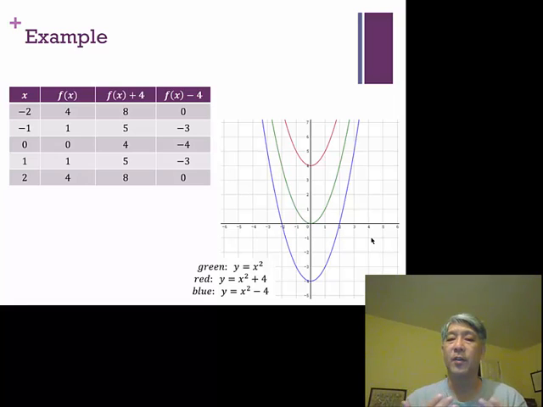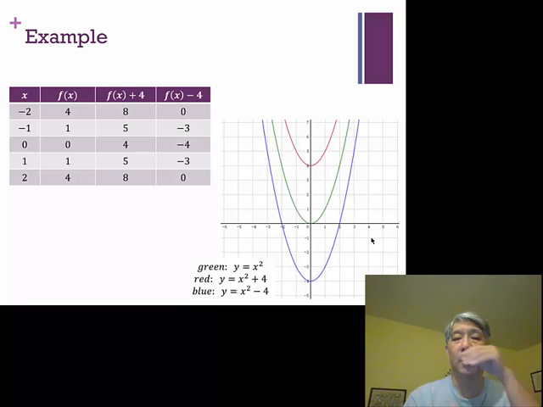Here's an example. The function is y equals x squared. That's the green line you see in the picture in the lower right hand corner. When we add 4 to it, the original function was x squared, we're adding 4 to it, so now it's going to be the red line. We've shifted the function upwards by 4 spaces. Similarly, if we subtract 4, then we're going to shift it downwards by 4 units.